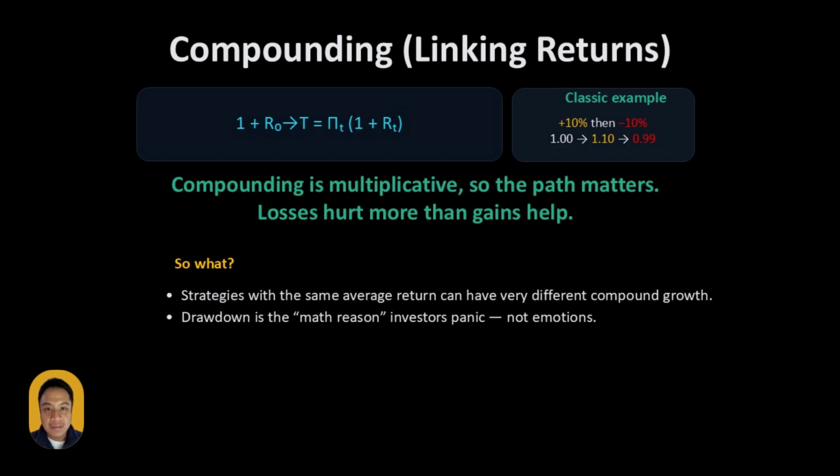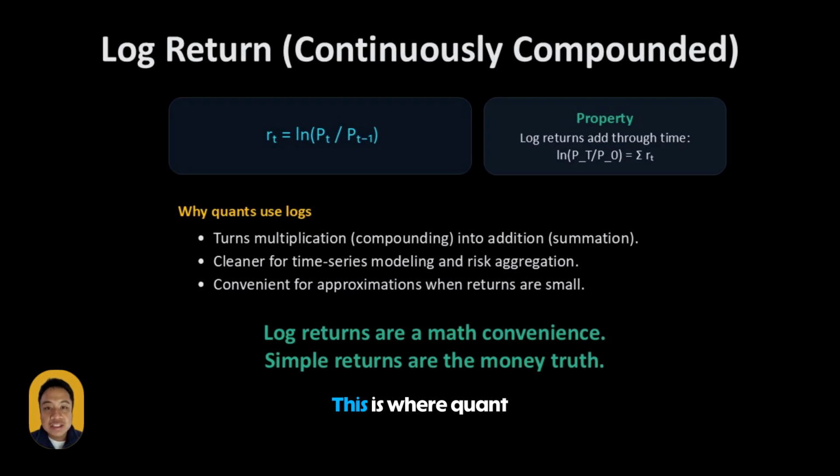So whenever you see a strategy pitch that shows only average return, ask, what's the compounding path? What's the drawdown? Now, log returns. This is where quant folks get excited because it simplifies time aggregation. Definition. Why do logs appear? Because logs turn multiplication into addition. If wealth compounds multiplicatively, take log on both sides. So log returns add through time. Total log return equals the sum of period log returns.